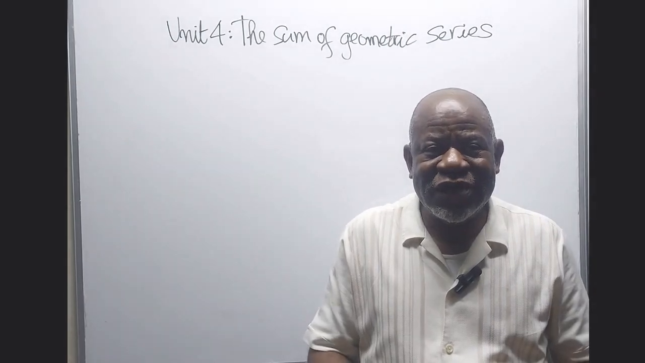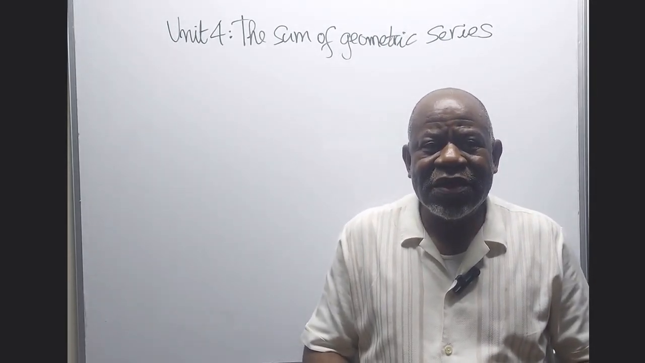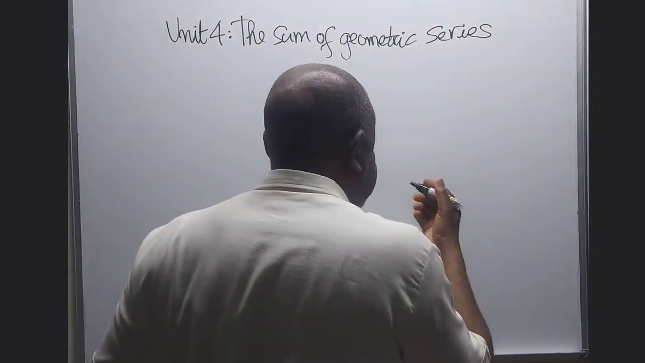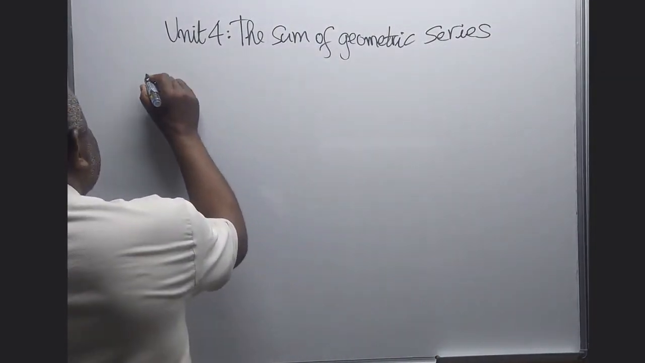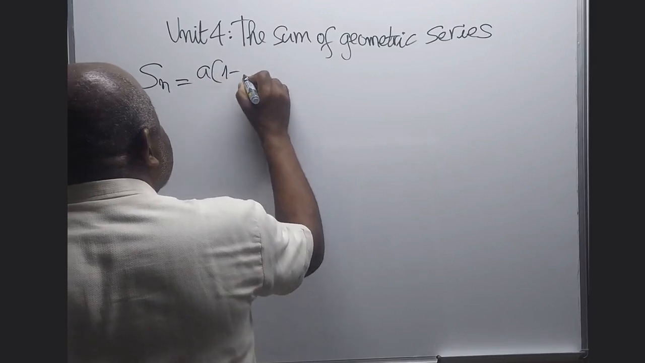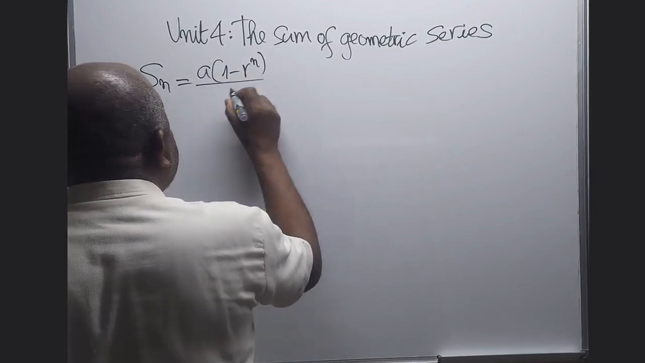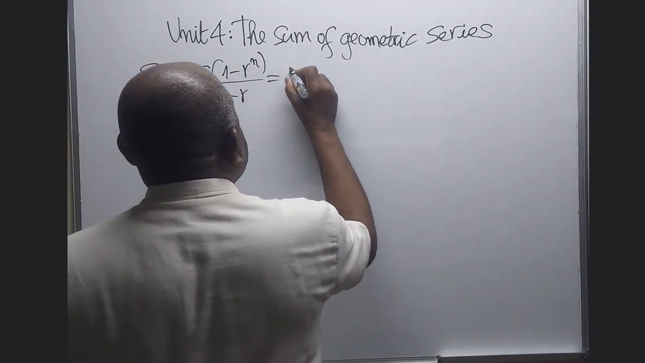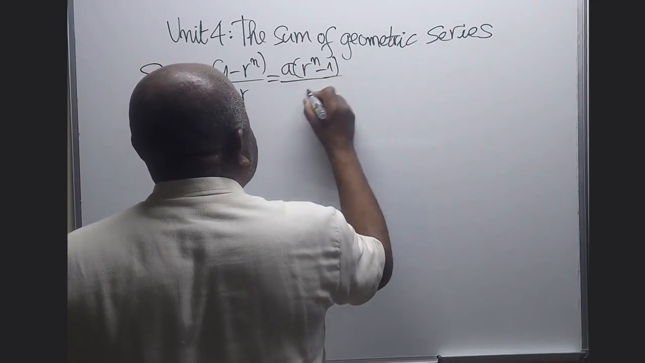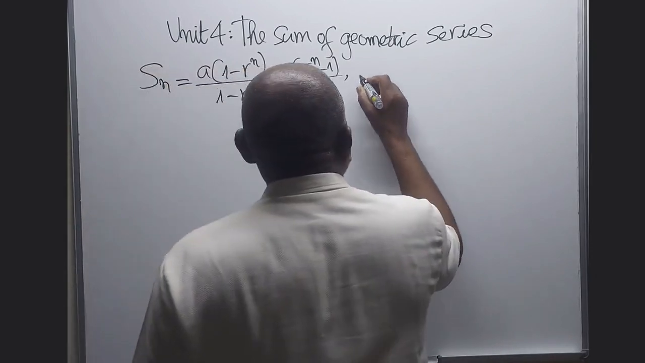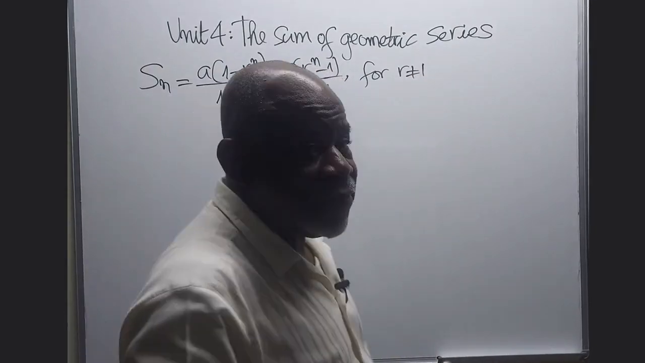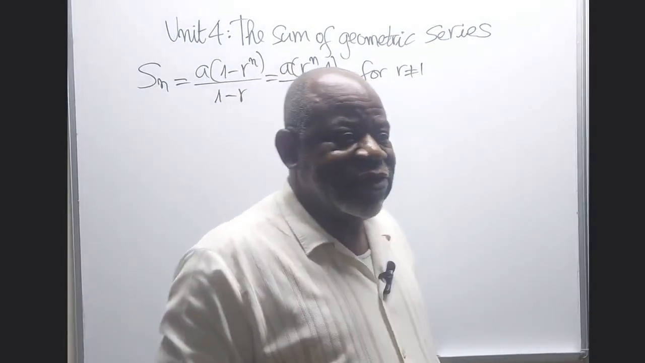So you can have this as a question for your exam. This is what is required to prove: Sn is equal to a(1 minus r to the power of n) over 1 minus r. This will be equal to a(r to the power of n minus 1) over r minus 1, and this is for r different to 1. So we're going to prove this.